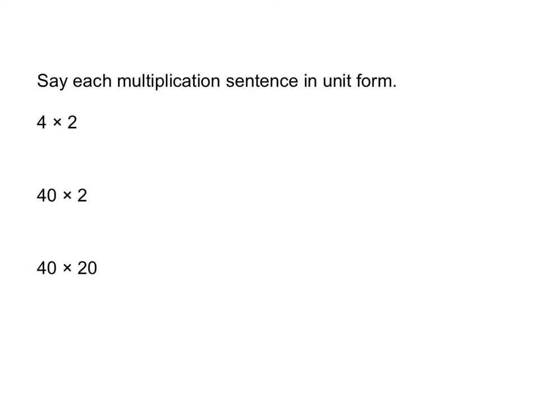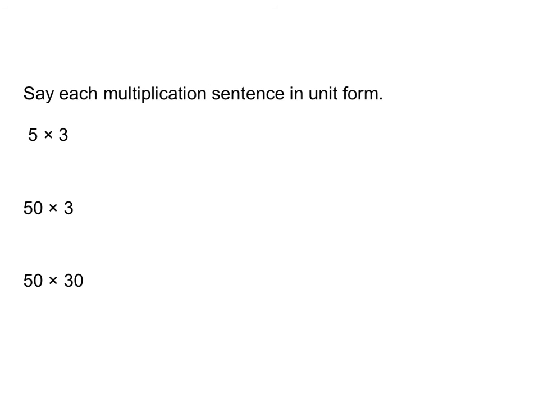Alrighty, to continue here, we're going to say each of these multiplication sentences again in unit form. So 4 1s times 2 1s is equal to 8 1s. That one's pretty straightforward, right? Let's look at the second one. 4 10s times 2 1s is 8 10s, or 80. And this third one, I'm going to give you just a minute to look at it and write down your answer. We have 4 10s times 2 10s, and that is going to equal 8 hundreds, or 800.